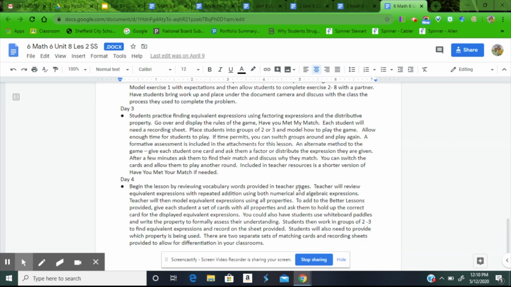Notice on day 4 there is something very similar to this. Day 4's have I met your match game is very similar to day 3. The difference is day 4 covers all operations, not just the distributive property. So you have 2 options there on which game you would like to use.